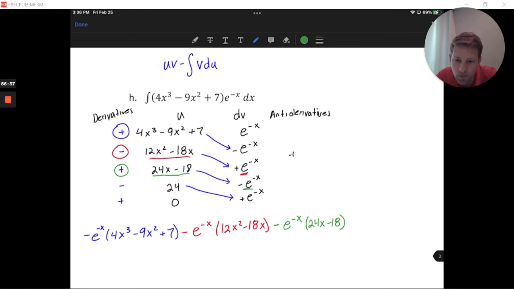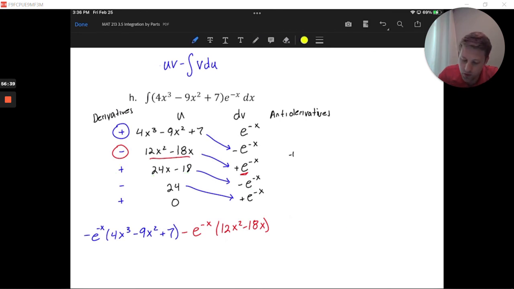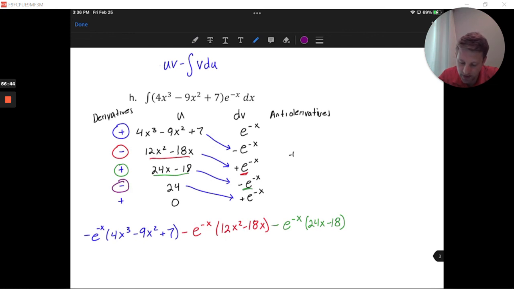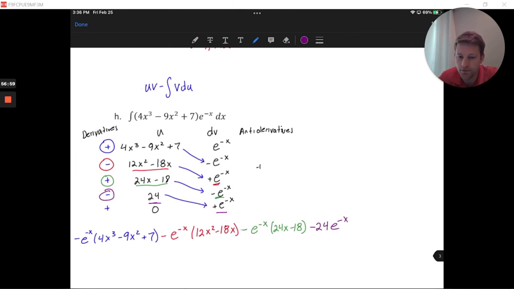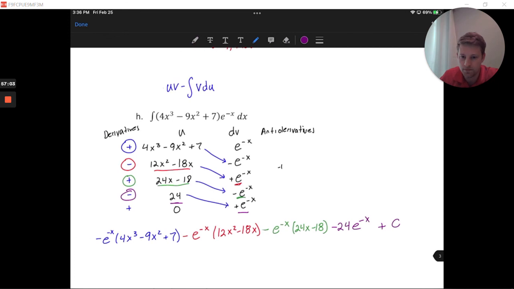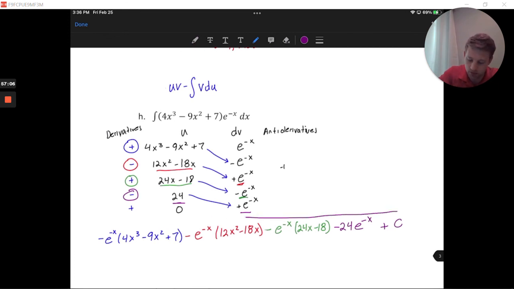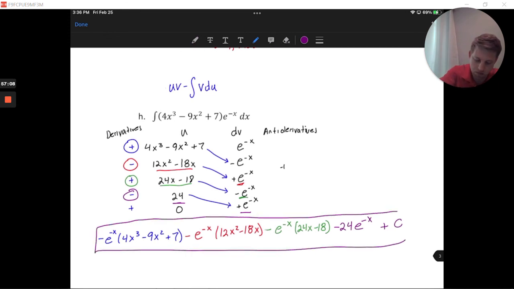And then we'll have one more product to work with. We'll do that in purple. Negative 24 e raised to the negative x. So negative 24, and then e raised to the negative x. And like all of our antiderivatives here, we will have to, again, tack on a plus constant c. So that would be the final antiderivative there for that function.